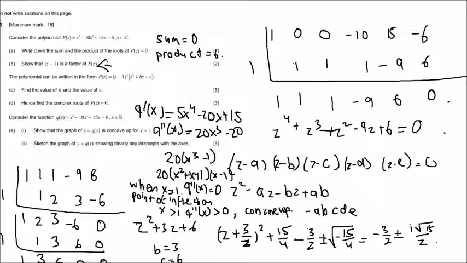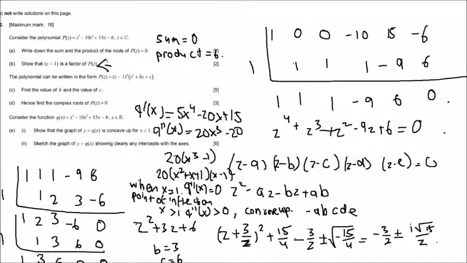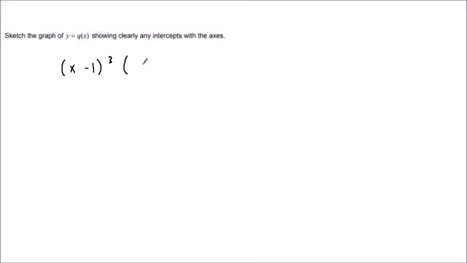And sketch the graph. So we're going to do that here. Sketch the graph of y = q(x), showing clearly any intercepts with the axes. Okay. There you go. So we know that q(x) is already (x minus 1) to the third power times (x squared plus 3x plus 6). So this is our graph that we have to work with.